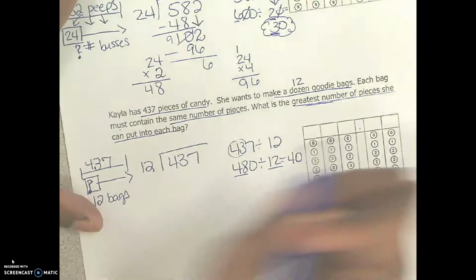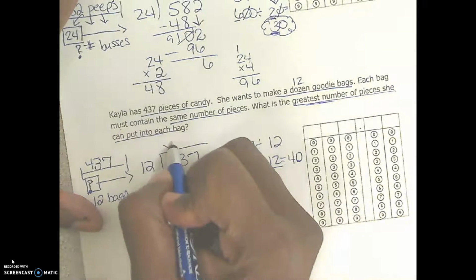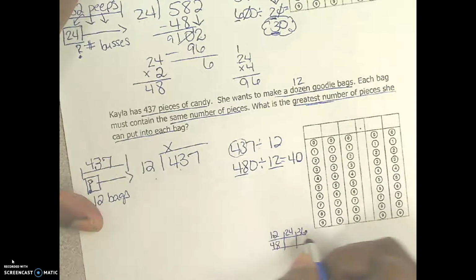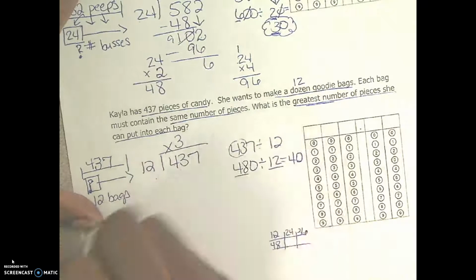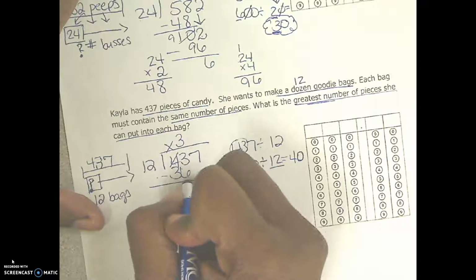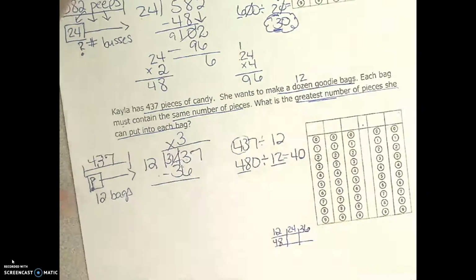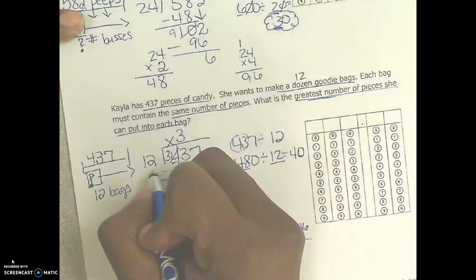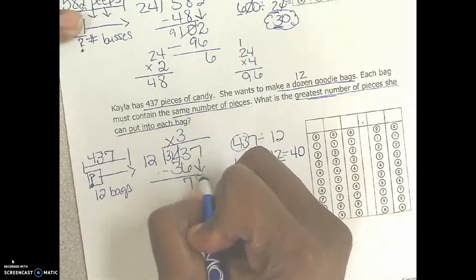All right, now I can do my work. Can 12 go into 4? No. Can 12 go into 43? Yes. Without going over, it's going to be 3. Because 12 times 3 is 36. Bigger bottom, better borrow. 13 minus 6 gives me, you got it, 7. And then, is 7 smaller than 12? Yes, it is. Bring it on down.